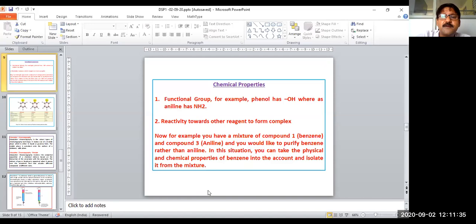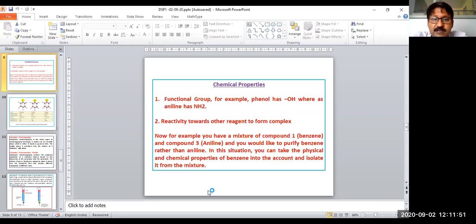But how will they be separated chemically? In chromatography, the chemical properties play a very important role: how they are going to dissolve, and how they are going to move in the mobile as well as the stationary phase.